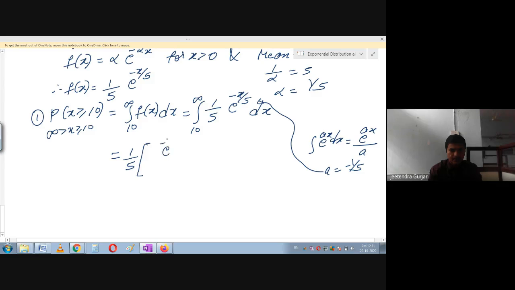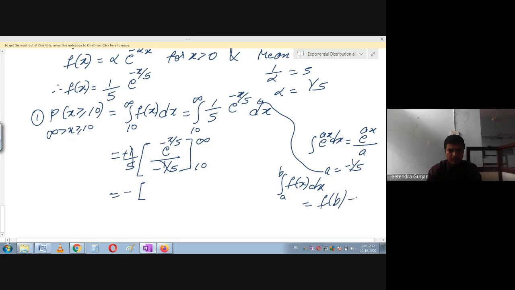So what will be the integration of e raised to minus x upon 5? It is e raised to minus x upon 5 divided by minus 1 upon 5, from 10 to infinity, students. So you can see 1 upon 5 in the numerator and 1 upon 5 in the denominator will get cancelled. Here it is plus into minus, so I am going to get minus. Then I will substitute. If f of x is given from a to b, you should note the formula: this is equal to f of b minus f of a.